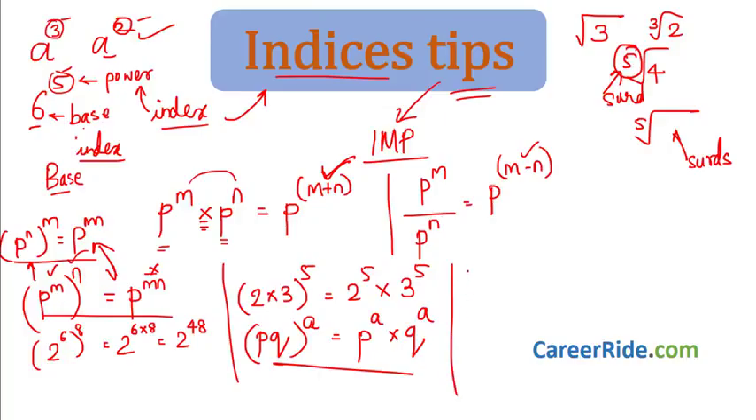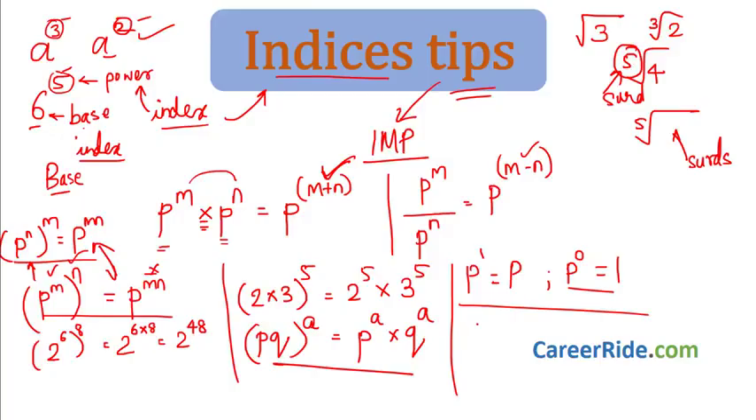Let us see. Now p raised to 1, we know it is p. Anything raised to 1 is itself, and we also know that anything raised to 0 is 1. So we have p raised to 0 equal to 1. Now moving to another trick.